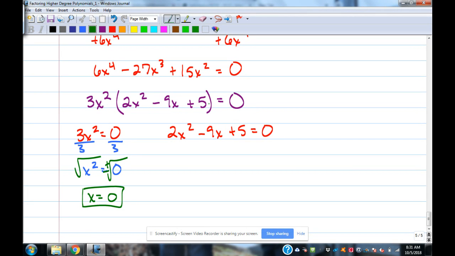Now, we know we're going to do quadratic formula on this because we've already tried to factor it and it didn't work. Okay, so x equals negative b plus or minus. Yes, sir.